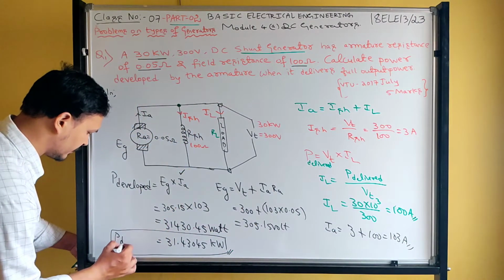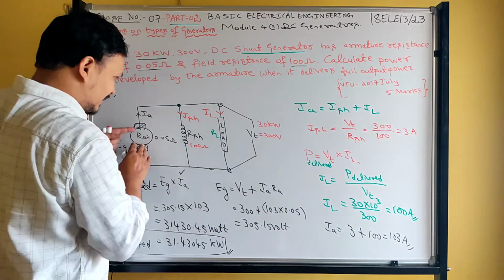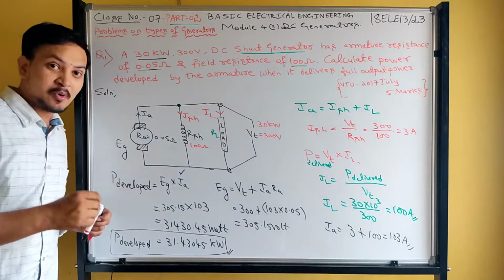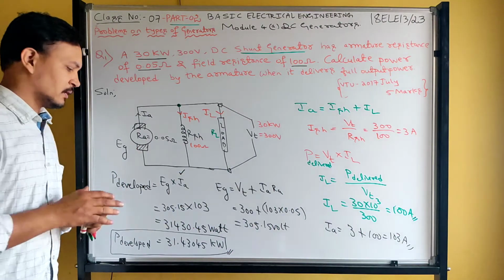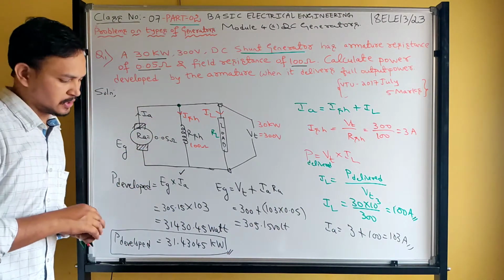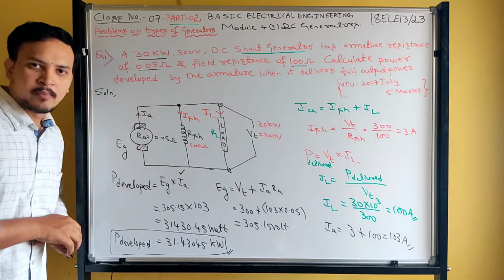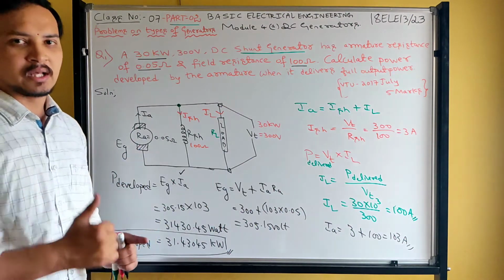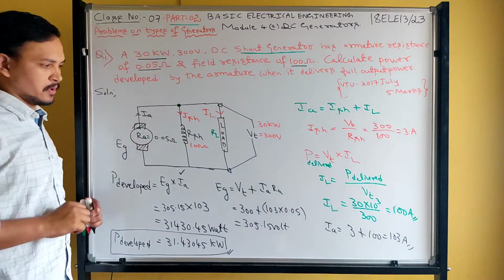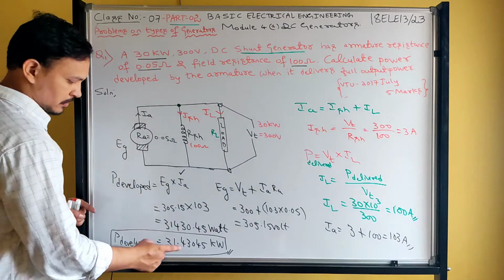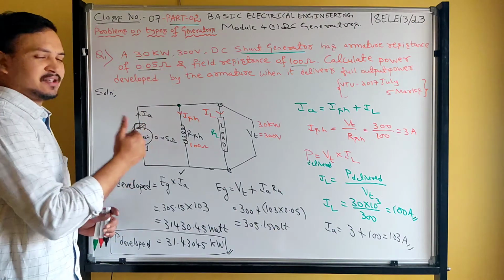What is this? Power developed. This much power is developed in the machine. What is the power delivered to the load point? 30 kilowatt. What about remaining power? That power is wasted in the form of losses. That is armature copper loss and shunt field copper loss. Due to those copper losses, your output power is not at all equal to input power. Along with this, if they ask an additional question, determine efficiency, so what is efficiency? Output power divided by input power. 30 kilowatt divided by 31.43 kilowatt into 100. That gives efficiency of the given shunt generator. Okay, got it?